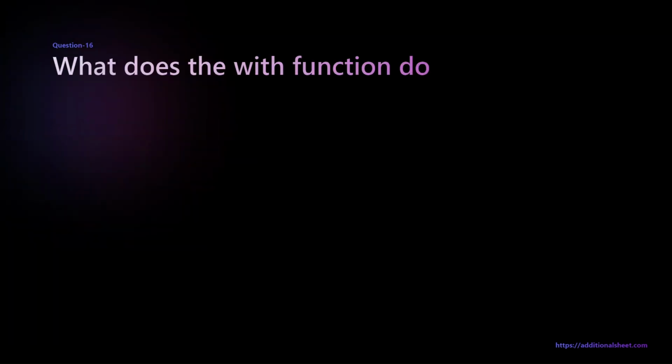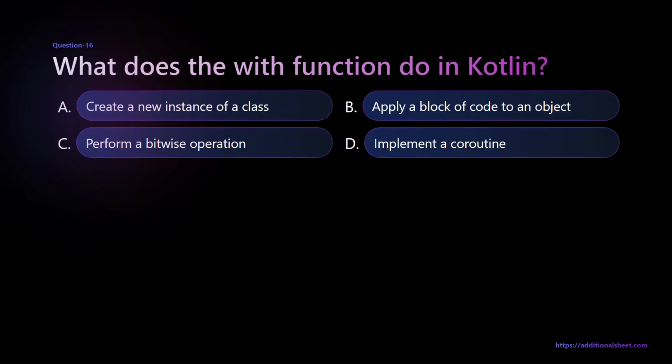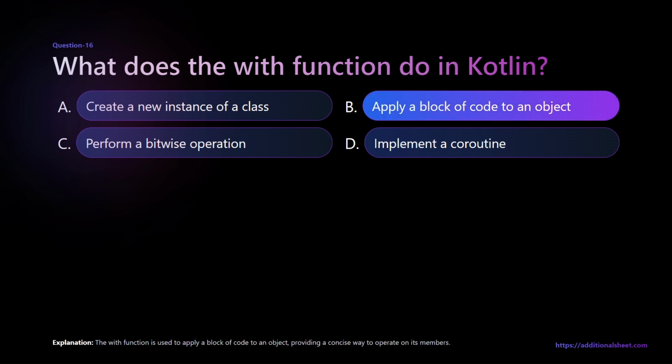What does the with function do in Kotlin? Option A, create a new instance of a class. Option B, apply a block of code to an object. Option C, perform a bitwise operation. Option D, implement a coroutine. The correct answer is option B, apply a block of code to an object.